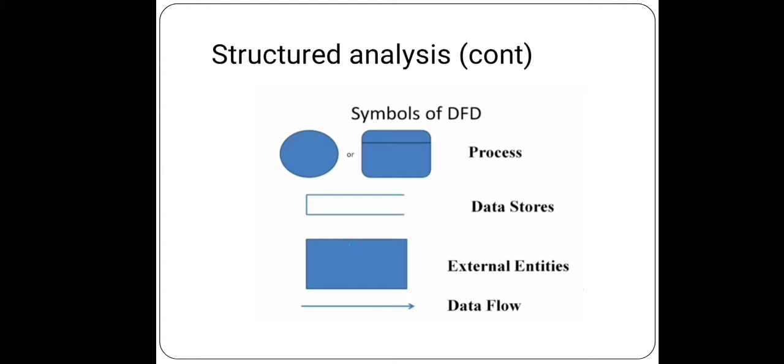This is basically data storage, and it is represented as an open-ended rectangle with only one side missing. Sometimes you can see that from one side it's missing, it's a kind of rectangle but one side is missing. This is the data store. Sometimes it's missing on both sides, or it's represented with an equal symbol, not closed.